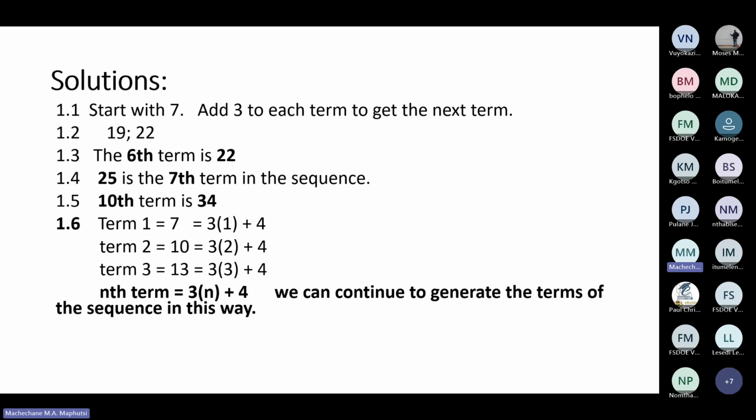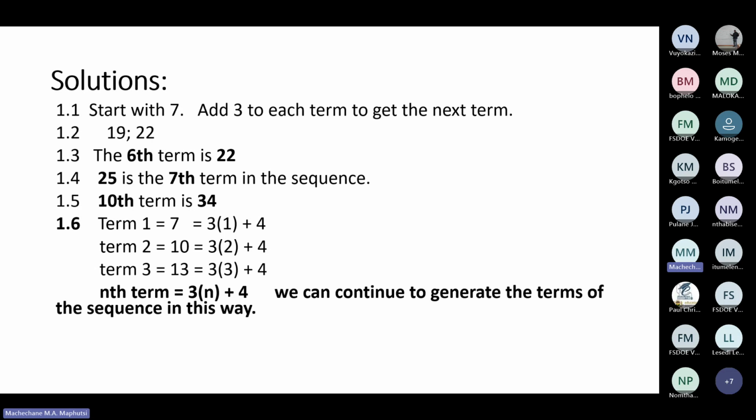I have to add 4. So now let's look at the other one, if it holds for the other one. Term number 2 is 10. Our constant difference was 3, but the position of 10 is 2. So multiply, link the position to the constant difference. 3 times 2 is 6. But what can I add to 6 to get 10? It is 4. So this one also holds true.